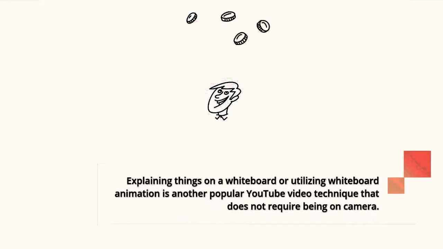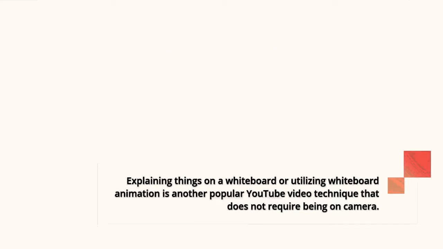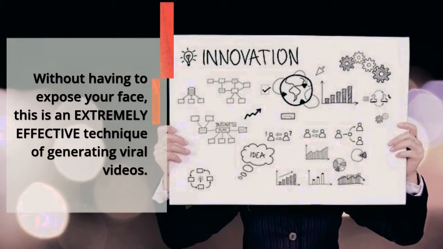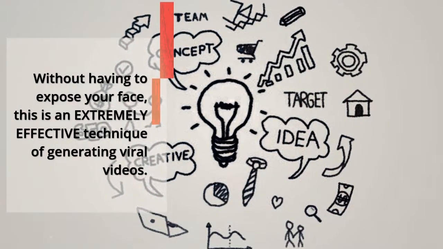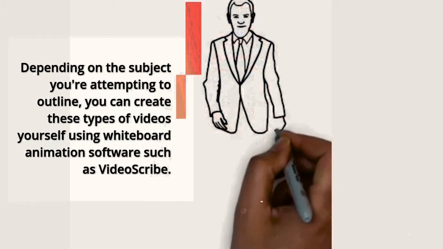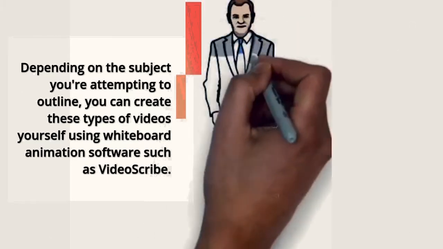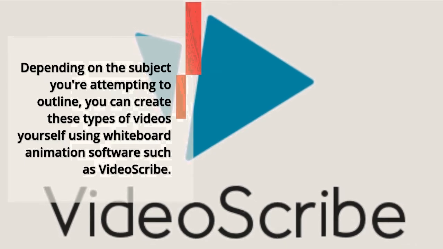Explaining things on a whiteboard or utilizing whiteboard animation is another popular YouTube video technique that does not require being on camera. Without having to expose your face, this is an extremely effective technique of generating viral videos. Depending on the subject you are attempting to outline, you can create these types of videos yourself using whiteboard animation software such as VideoScribe.